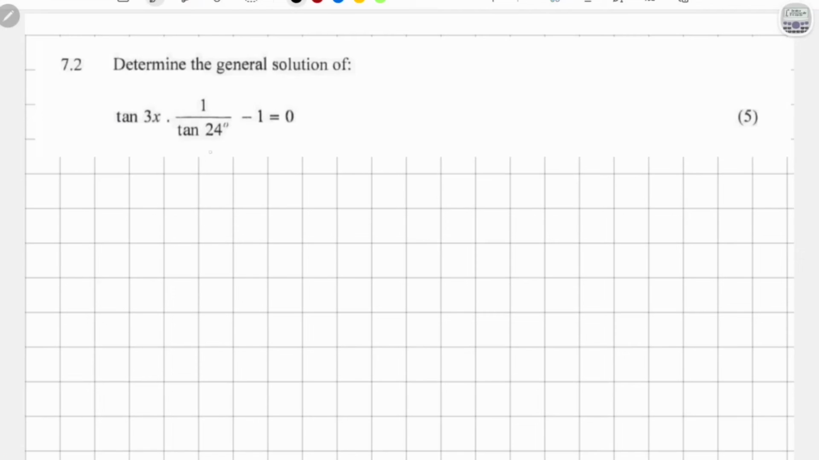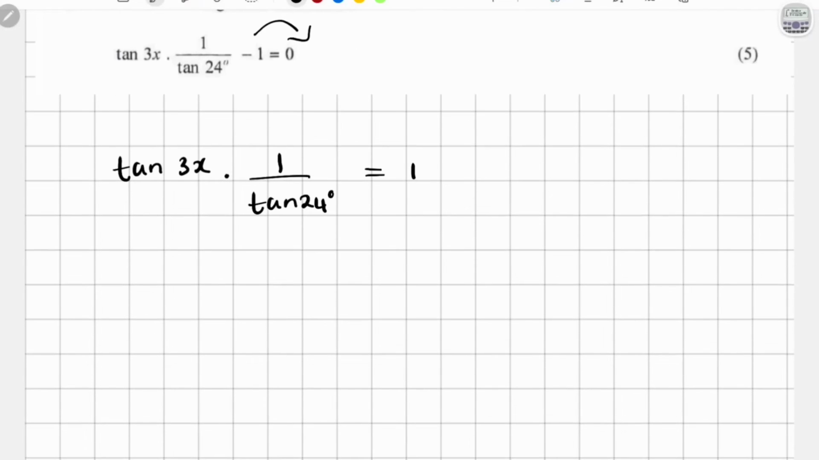So what we can do is, because they're being multiplied, they're one term, why don't you just take the -1 over? So we're going to have tan of 3x multiplied by 1 over tan 24 degrees, being equal to +1. Now I need to get rid of this number, okay, because I want tan of 3x.